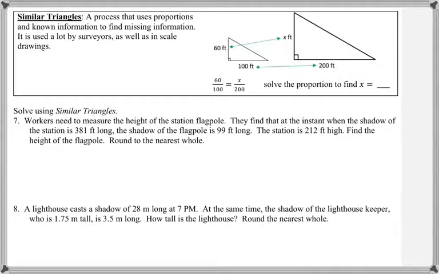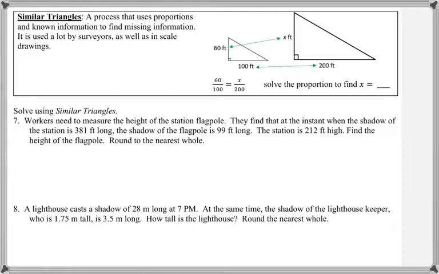So the side that's 100 feet, that side in the one triangle corresponds to the side that's 200 feet in the other triangle. And the side that's 60 feet in the smaller triangle corresponds to the side that's x feet. We don't know what that is. So we can set up a proportion: 60 over 100 is equal to x over 200. So we know that they are proportional, so we can set up this proportion. And then we can solve it.